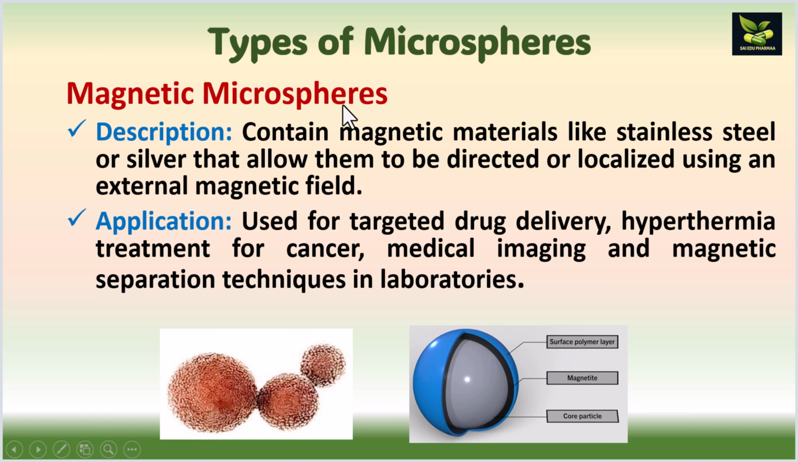Next comes magnetic microspheres. They contain magnetic materials like stainless steel or silver that allow them to be directed or localized using an external field. Here you can see this is magnetite core particle, and here this is surface polymer layer. They are used for targeted drug delivery, hyperthermia treatment for cancer, medical imaging, and magnetic separation techniques in laboratories.